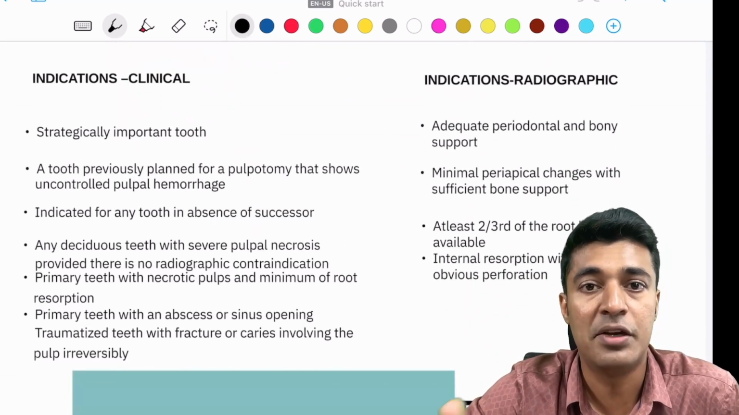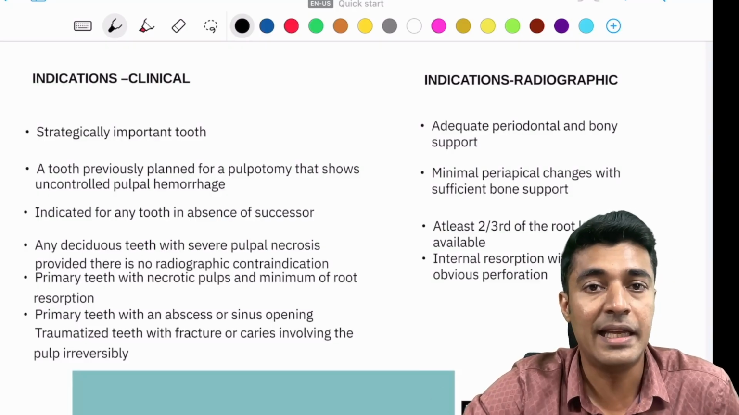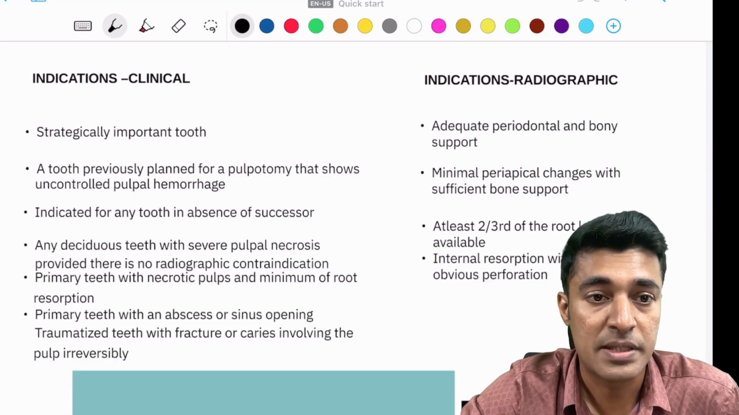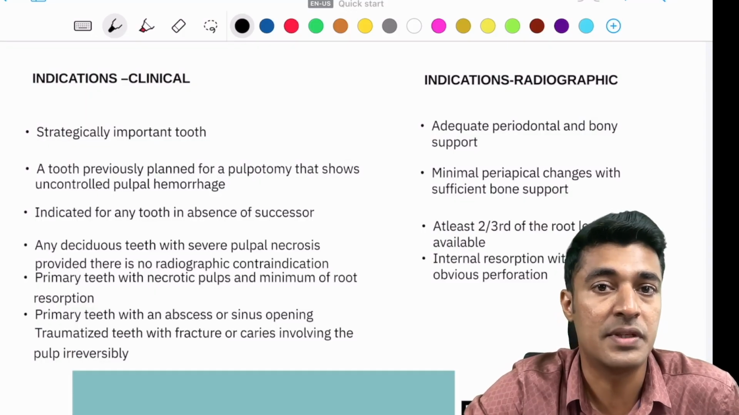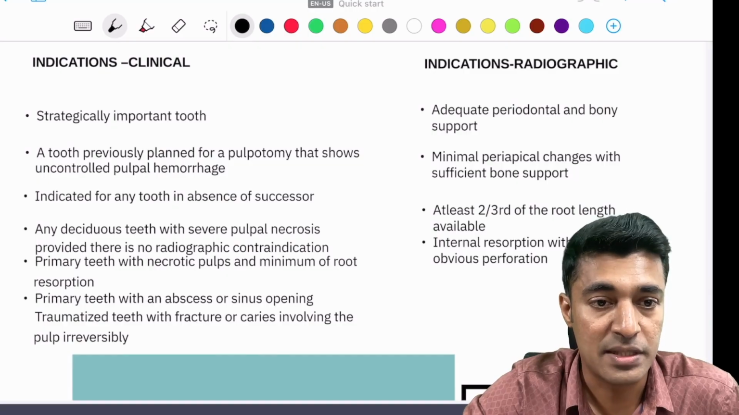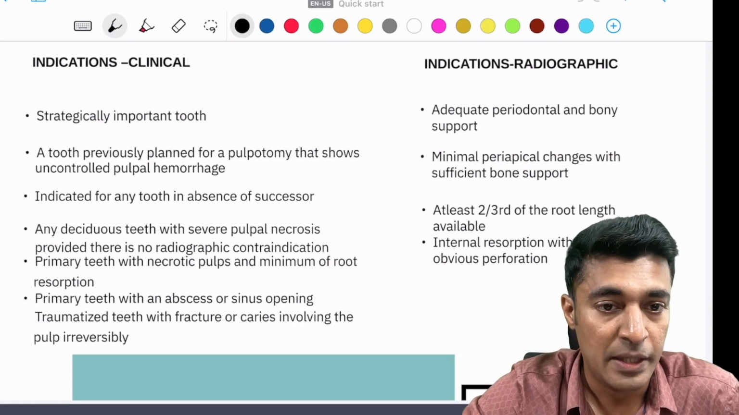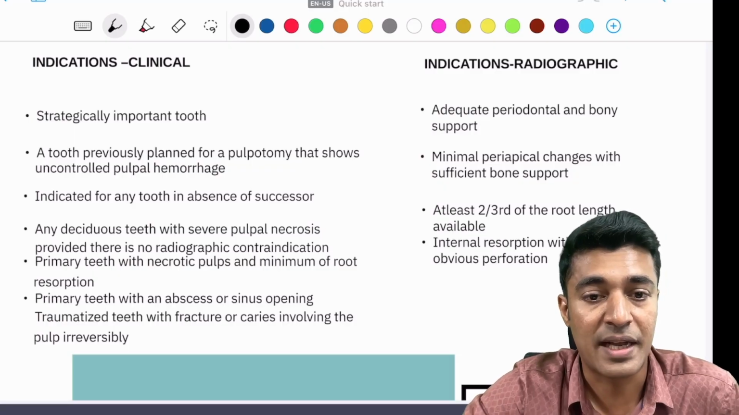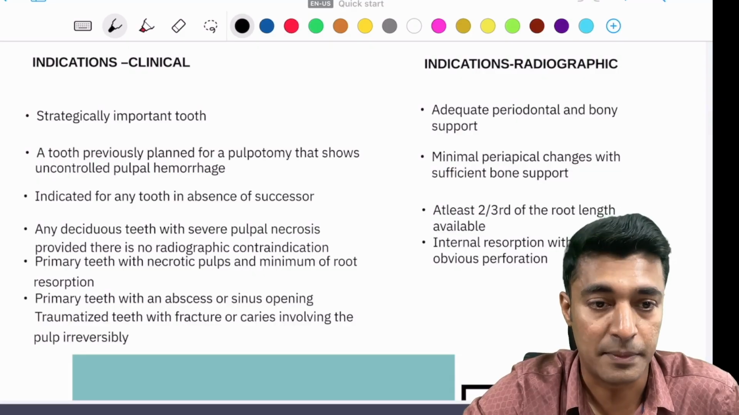Coming to the clinical and radiographic indications of pulpectomy, the clinical indications include the tooth should be strategically important, the tooth previously planned for a pulpotomy that shows uncontrolled pulpal hemorrhage, indicated for any tooth in the absence of the succedaneous teeth. Any deciduous teeth with severe pulpal necrosis, provided there is no radiographic contraindication. Primary teeth with necrotic pulp and minimal root resorption. Primary tooth with an abscess or a sinus opening, and traumatized teeth with fracture or caries involving the pulp irreversibly.